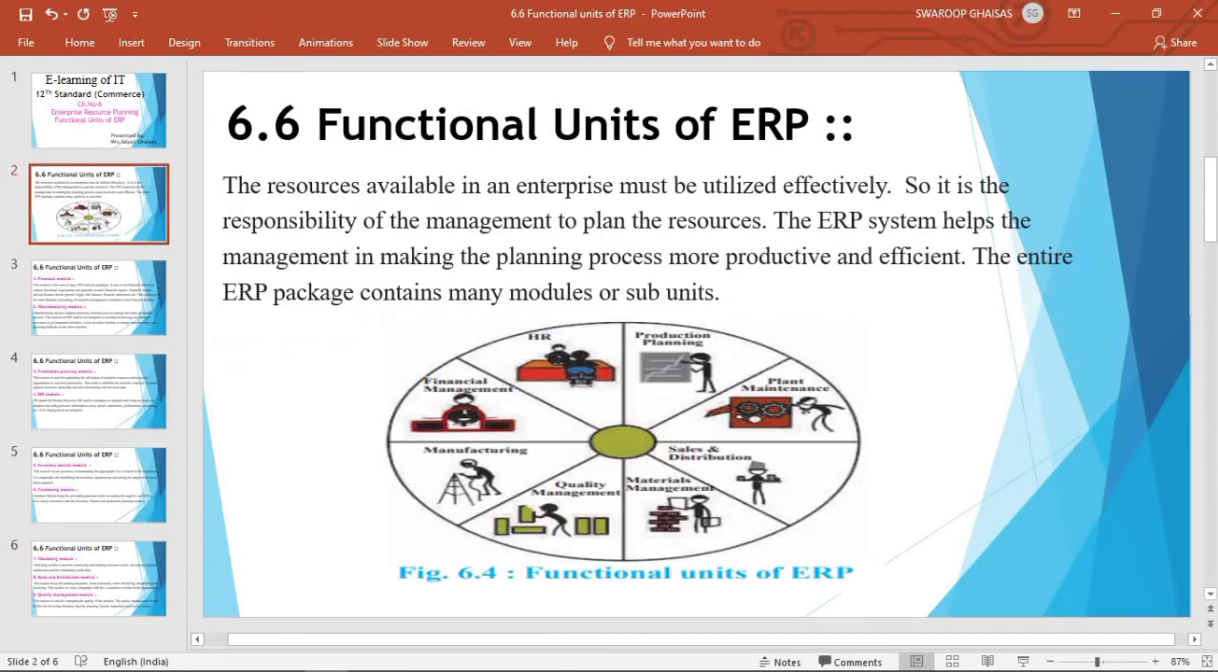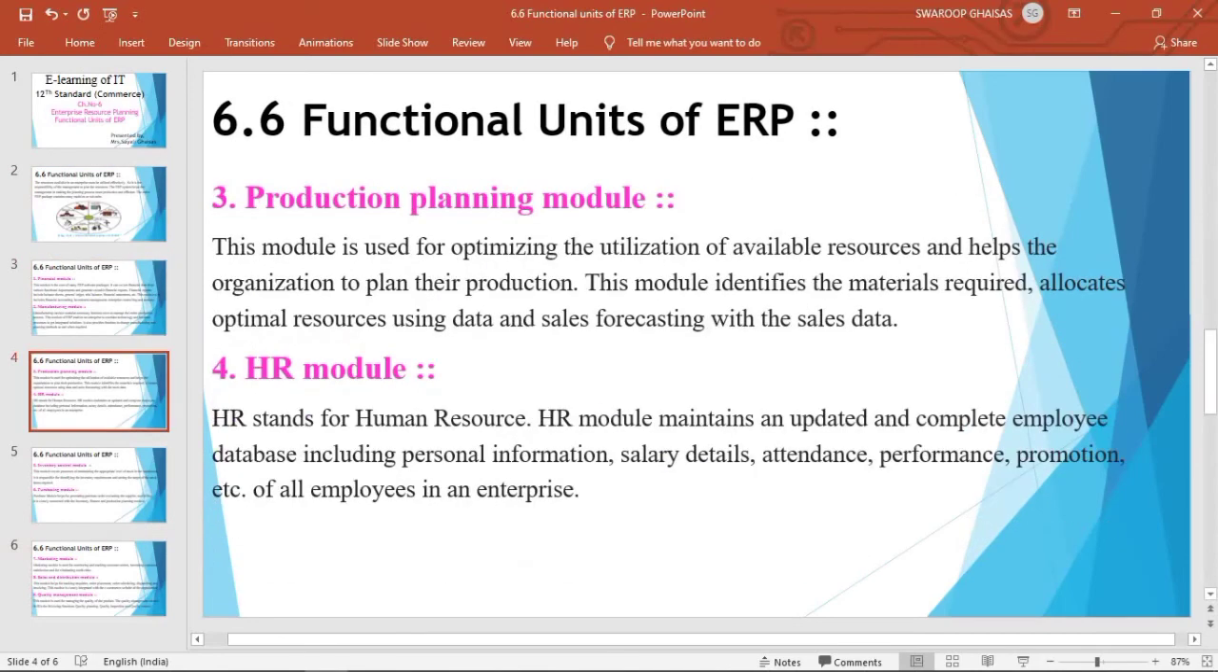Note down all these functional units of ERP in your notebook.